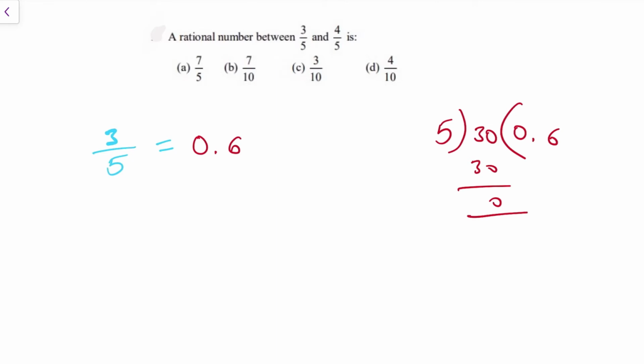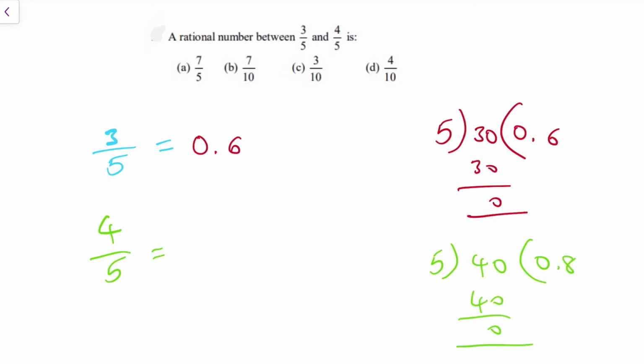The same way, 4 by 5. 4 by 5 is equal to... 5 here, 4 in the middle. In the 5 table 4 won't come, so 0.0 here. 5 eights are 40. 40 minus 40 is 0. So 0.8. 3 by 5 is nothing but 0.6 and 4 by 5 is nothing but 0.8.